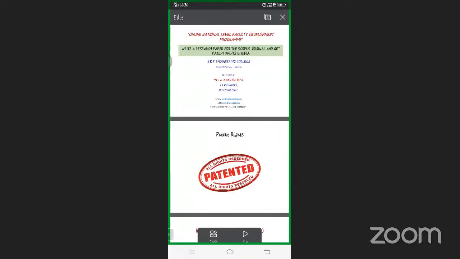Greetings to all participants of today's national level faculty development program on securing patent rights in India within the emerging academic and research domains in the current technological scenario. Our session today, titled Write a Research Paper for the Scopus Journal and Get Patent Rights in India, promises to be a comprehensive guide for aspiring researchers and academicians. We are proudly honored to have Dr. K.S. Kavin, the Distinguished Managing Director of Hardit Mitra Industrial Technologies Private Limited, India, leading these critical decisions.